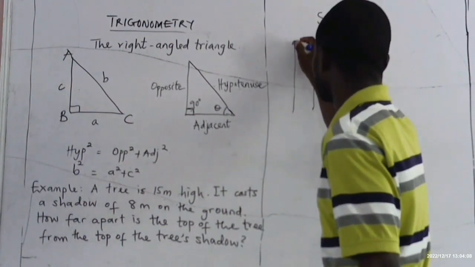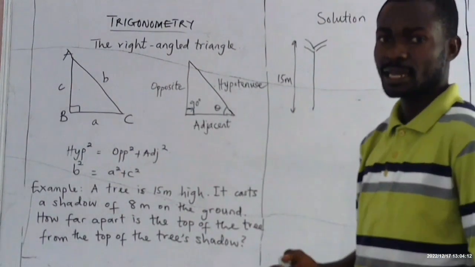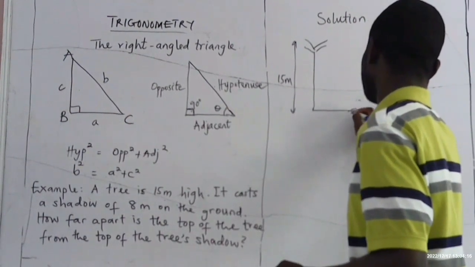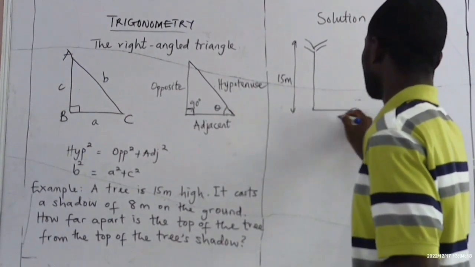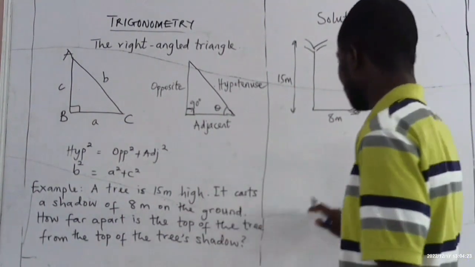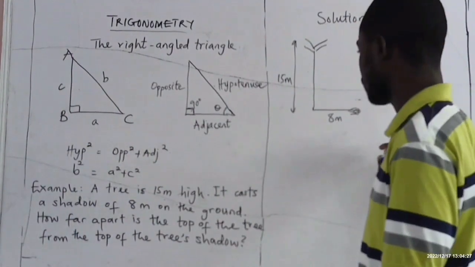From here to here, that's 15 meters. That's the height. Now the shadow has to fall this way. That's the shadow of the tree. And we are told the shadow is 8 meters, 8 meters on the ground. And the ground is always horizontal, and that's why I'm putting it on the horizontal.